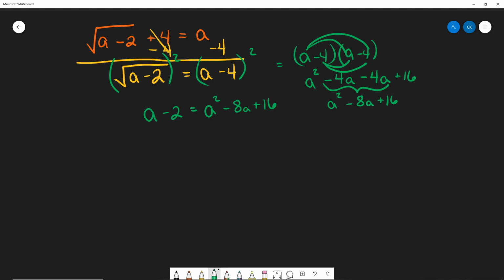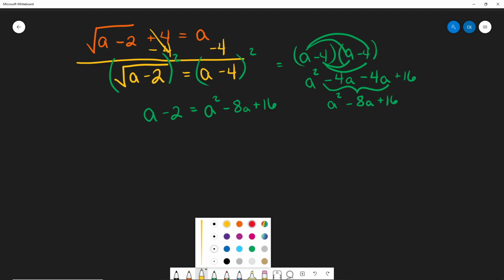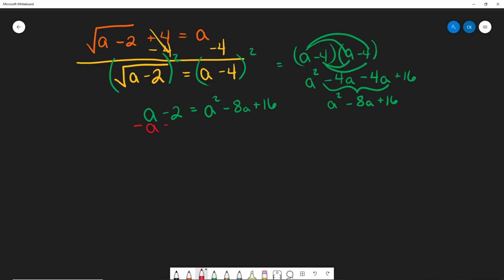I realize that I have a quadratic function over here, meaning I need to make this side equal to 0. So I need to subtract the a and add the 2 to both sides. Those will cancel. Those will cancel. This side is going to end up being 0 equals. I'll have the a squared. Negative 8a minus a is a negative 9a. Plus 16 plus 2. That's going to give me plus 18.